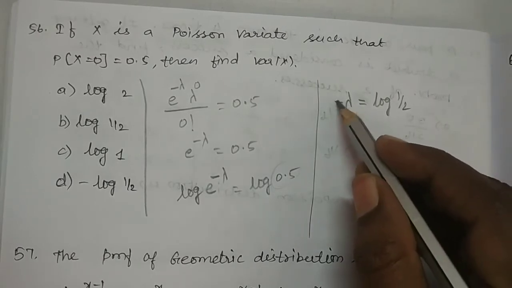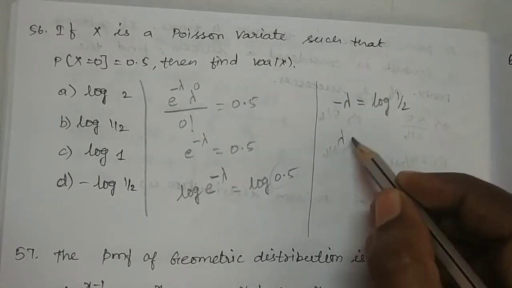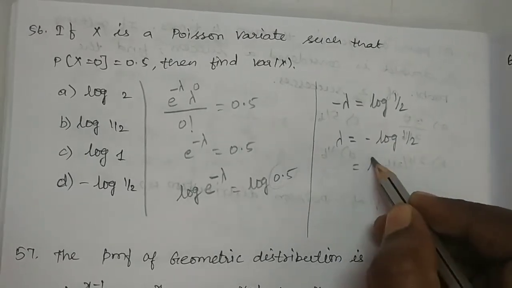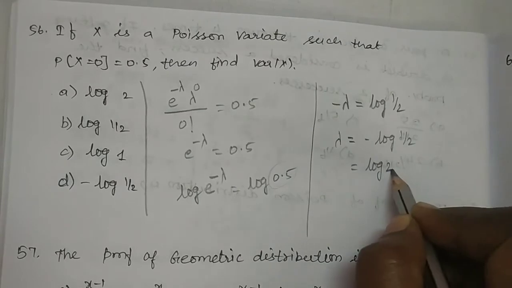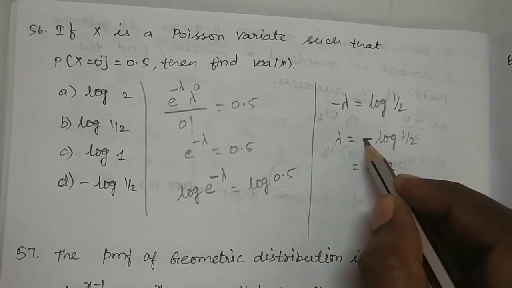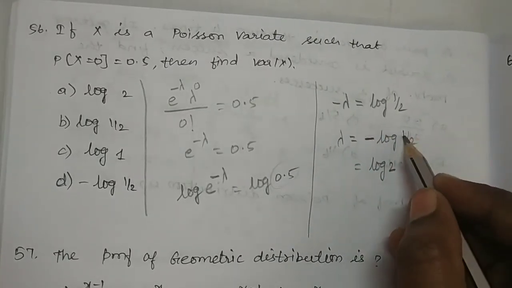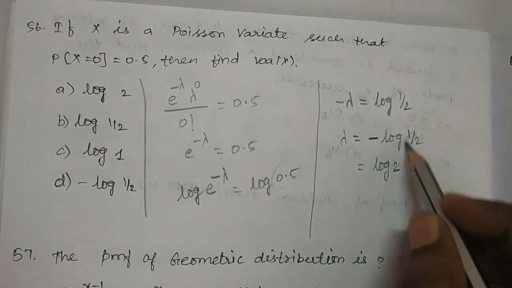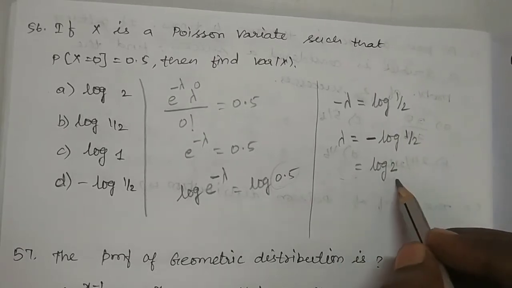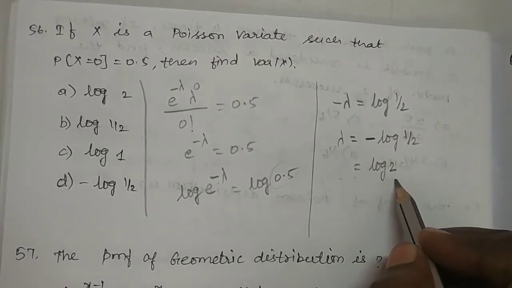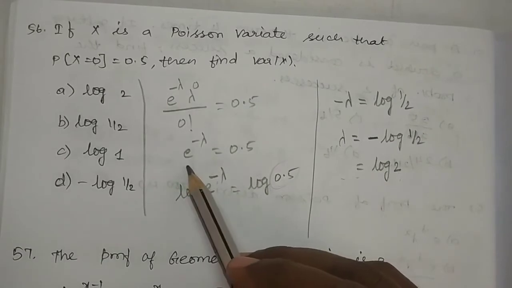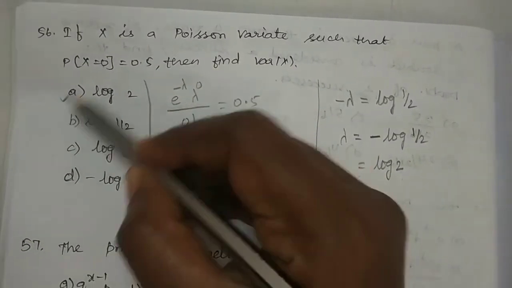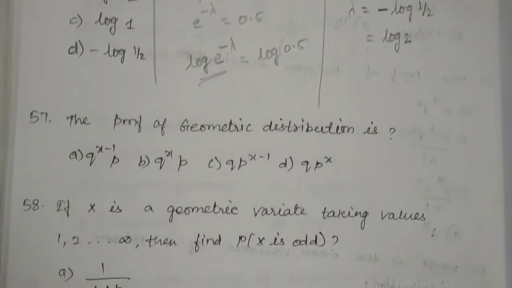Then let us bring this negative sign to this side. So minus log 1 by 2. So this can be written as log 2. That is, here I am bringing this negative sign to this as power. So reciprocal of this one is simply 2. So lambda value is log 2. Actually this is a very simple problem, but you have to apply the logarithm on both sides. This is the very important step here. Log 2 is the answer for this problem.